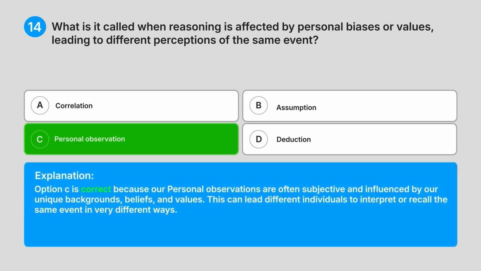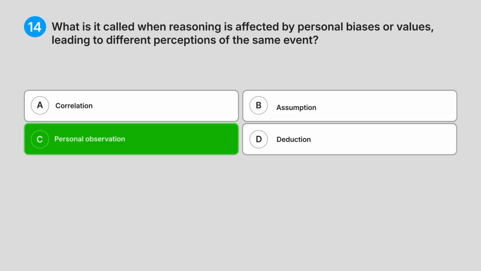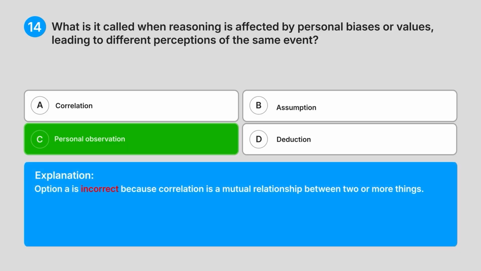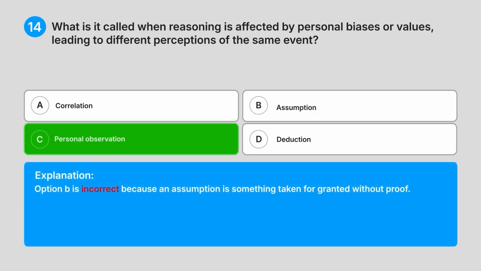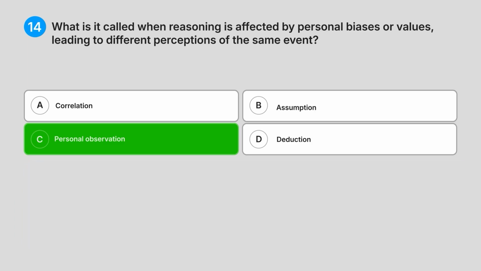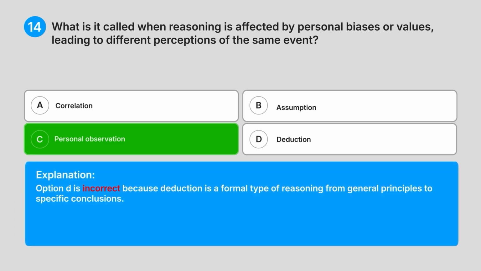Explanation. Option C is correct because our personal observations are often subjective and influenced by our unique backgrounds, beliefs, and values. This can lead different individuals to interpret or recall the same event in very different ways. Option A is incorrect because correlation is a mutual relationship between two or more things. Option B is incorrect because an assumption is something taken for granted without proof. Option D is incorrect because deduction is a formal type of reasoning from general principles to specific conclusions.